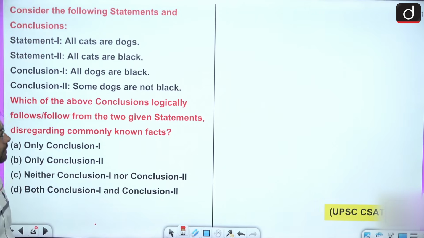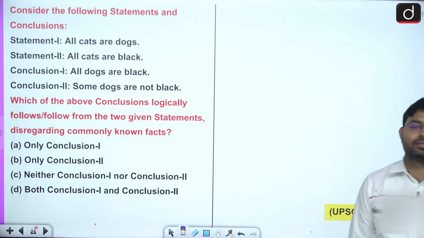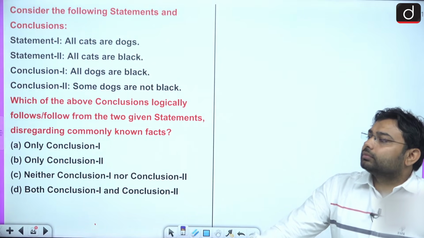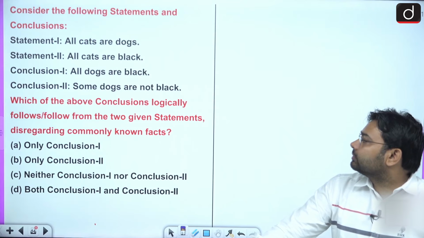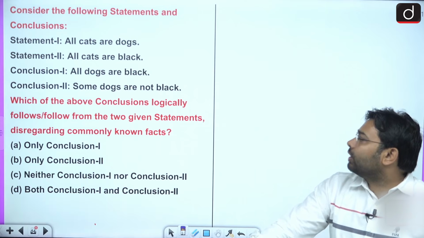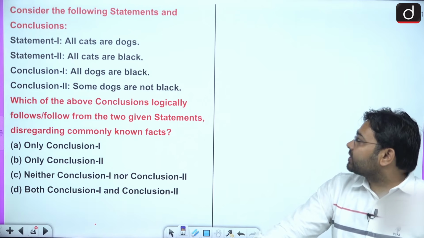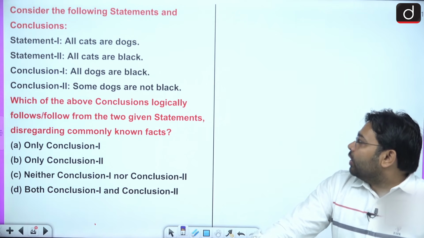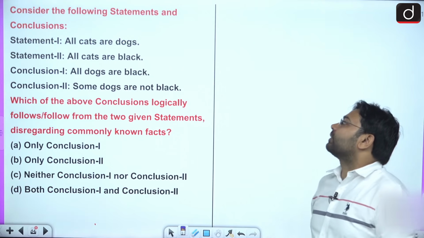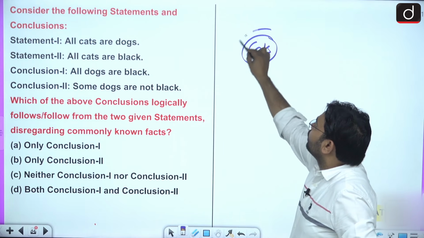Now you will tell me this. This is from 2020. Consider the following statements and conclusions. The statements: first is all cats are dogs, all cats are black, all dogs are black. Conclusion 1: Some dogs are not black. First one is all cats are dogs.